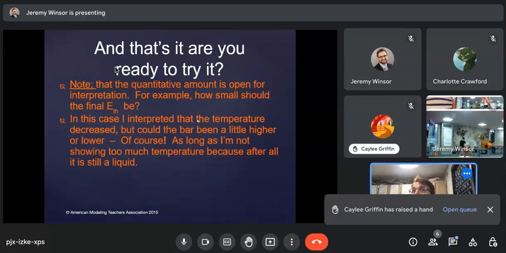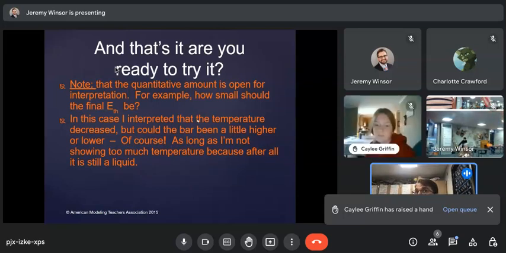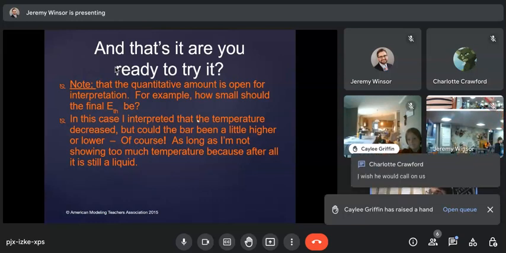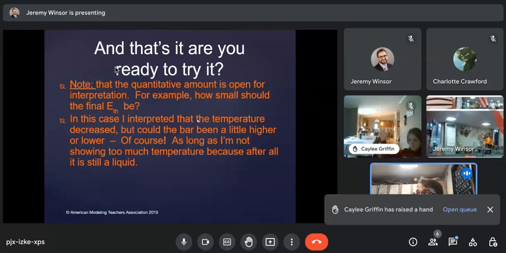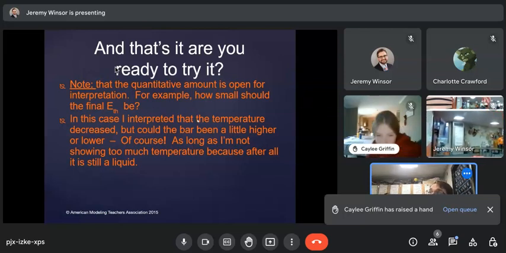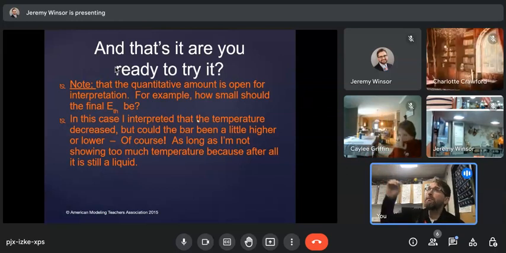We are going to try other examples in the energy bar chart assignment. We're going to hold on until tomorrow to do so. But one note that we need to have, the quantitative amount is open for interpretation. For example, how small you make that initial or final bar is kind of up to you. We know that gases are the highest, liquids are middle, solids are low. So in this case, I would interpret the temperature to decrease, and I am kind of open to where the bar is going to be.